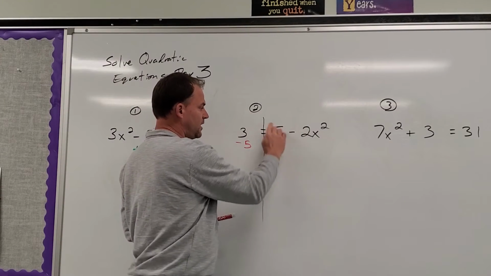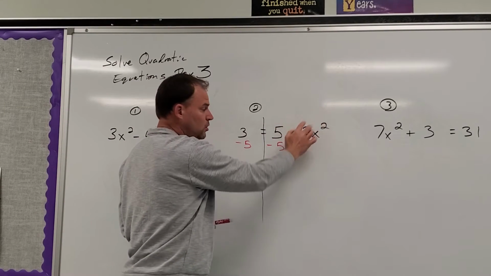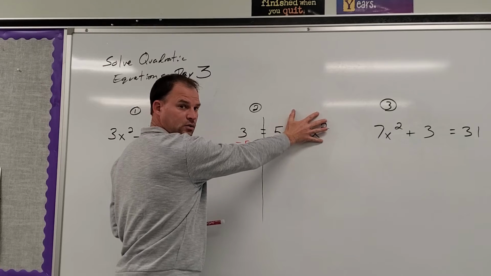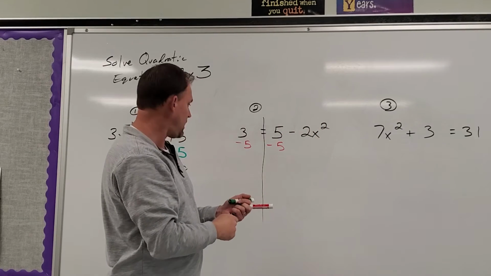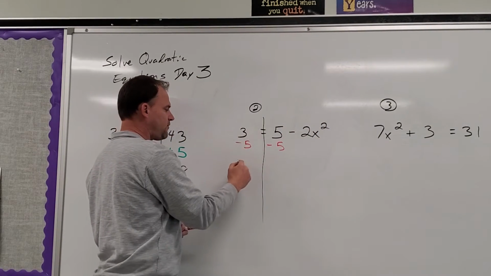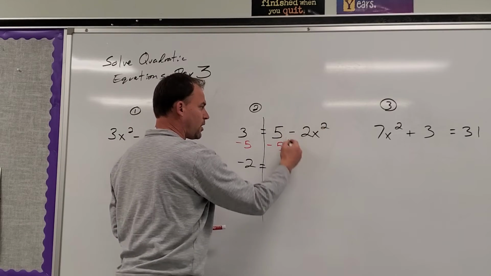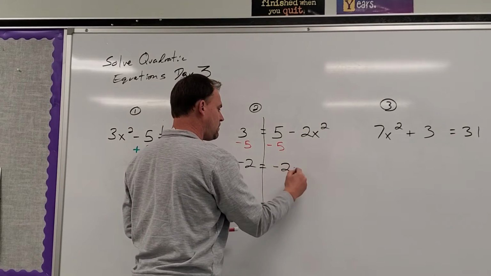Because plus 5 minus 5 goes away. Don't look over here. Don't look. The negative belongs to the 2. It has nothing to do with the 5. Don't look there. All right? Now, 3 minus 5 is negative 2. Bring all of this down.